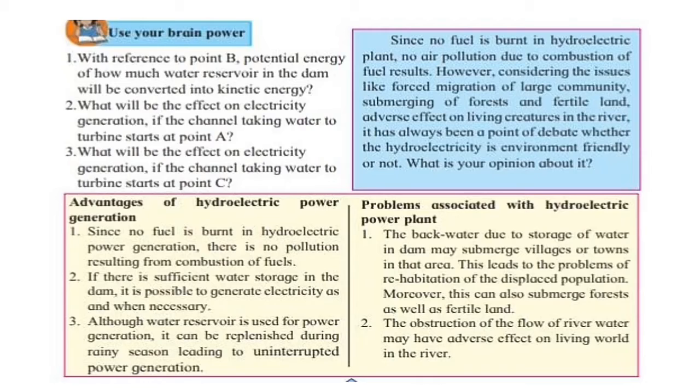So what are the problems associated with hydroelectric plants? First problem, the backwater due to storage of water in the dam may submerge villages or towns in that area. This leads to the problem of rehabilitation of the displaced population. Moreover, this can submerge forests as well as fertile lands. Second one is, the obstruction of flow of river water may have an adverse effect on living things in the river.